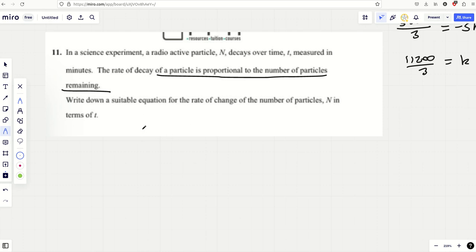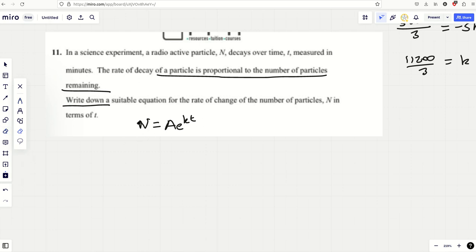Now, we could set up a differential equation for this and solve it to find the original equation, yeah? But they're saying write down, and write down in maths means you can just write down the answer. So if you're aware that any relationship where the rate of increase or decrease is proportional to the size of the population or the value of x, that's always an exponential relationship every single time. So you are just allowed to write down here that n equals a e to the kt. You're absolutely allowed to just write that down. Yeah, and that is essentially the final answer.